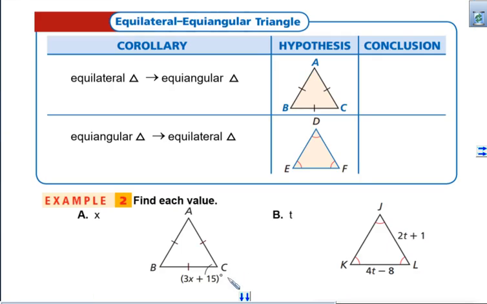Next up, we are looking at equilateral and equiangular triangles. This says that if you have an equilateral triangle, meaning that all of your sides are congruent, then you know you have an equiangular triangle, meaning that each of your angles equals 60 degrees.